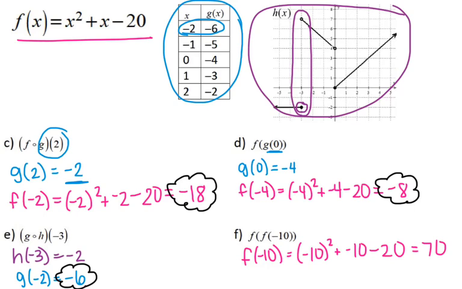And then that becomes the input for my next function. But once again, our next function is just the f function. So I can take 70 and plug it in for x into my f function. So I have 70 squared plus 70 minus 20, which is 4,950.